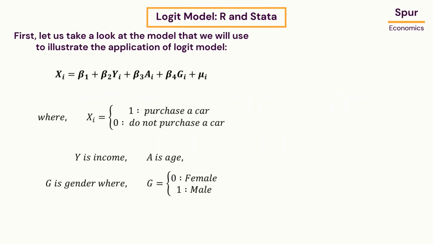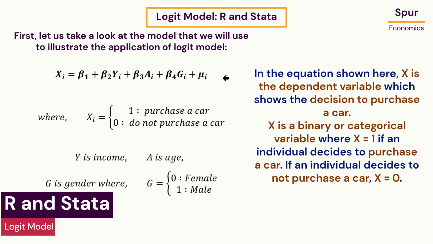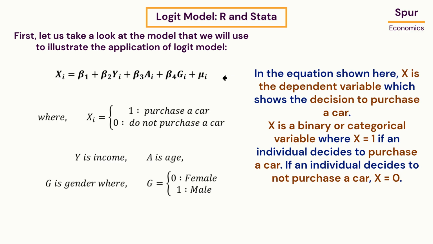First, let us take a look at the model that we will use to illustrate the application of Logit Model. In the equation shown here, x is the dependent variable which shows the decision to purchase a car. As we can see, x is a binary or categorical variable where x is equal to 1 if an individual decides to purchase a car.